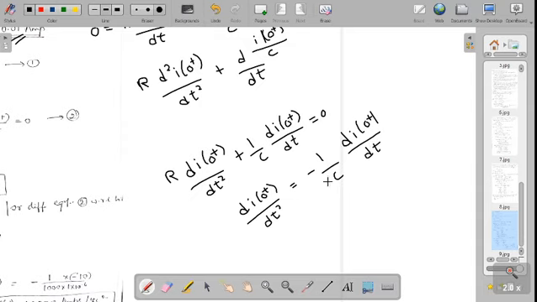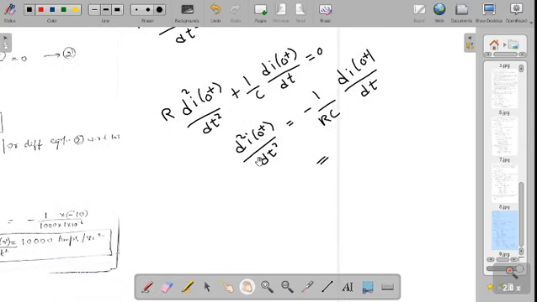So this R comes here. So now, this is d square, d square. So this is the value for what? d square I of 0 plus divided by dt square. You know the value for R. Okay, R is how much? 1000 ohms. What is C? 1 into 10 to the power of minus 6.